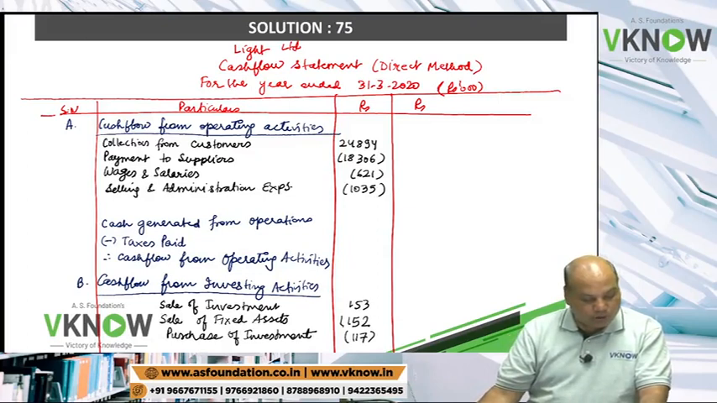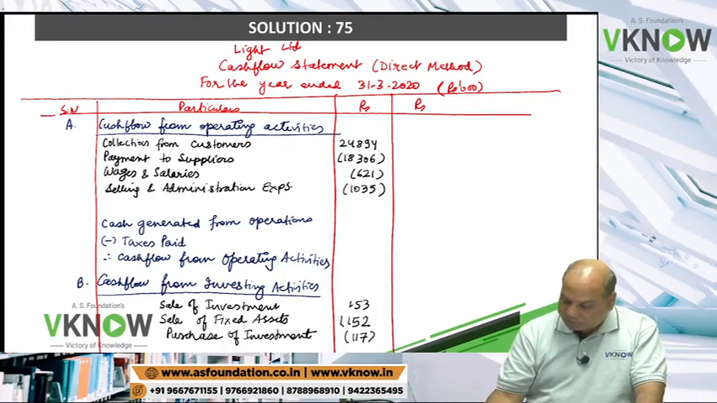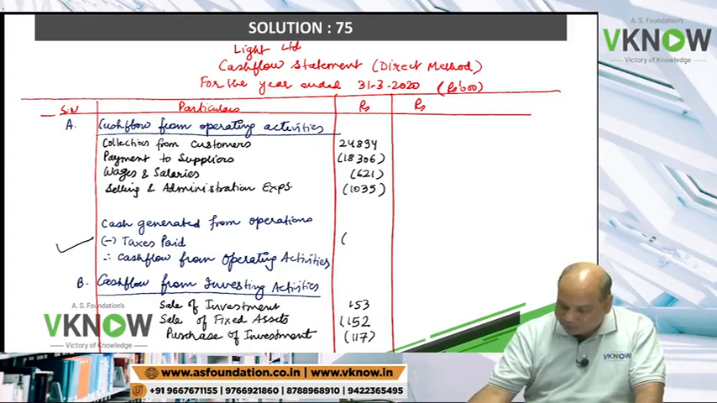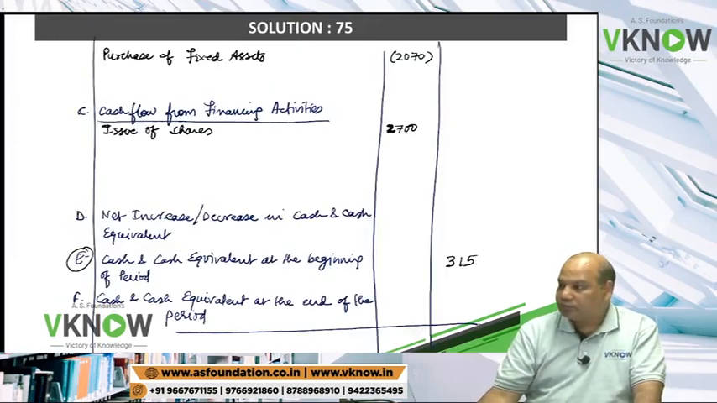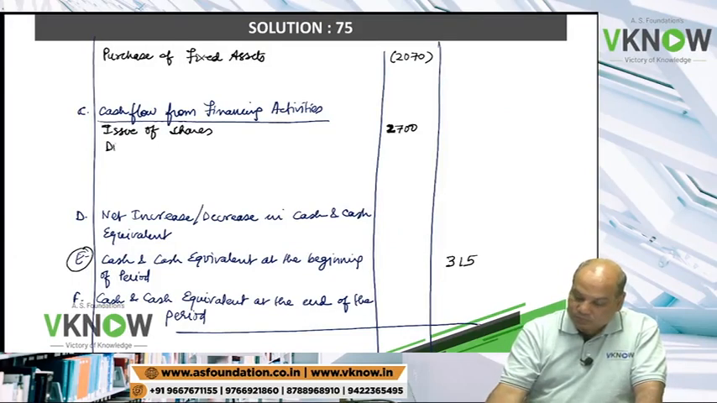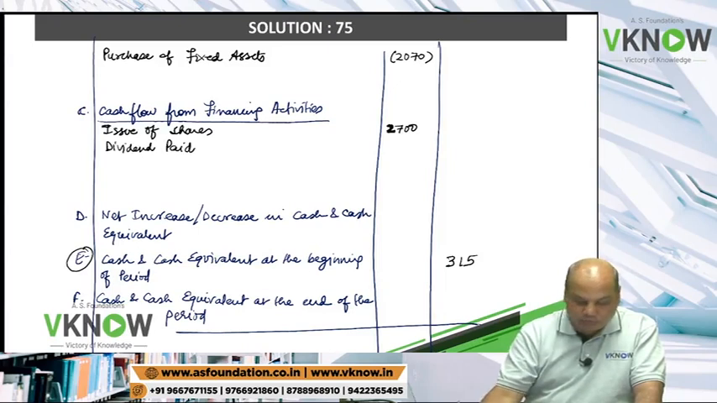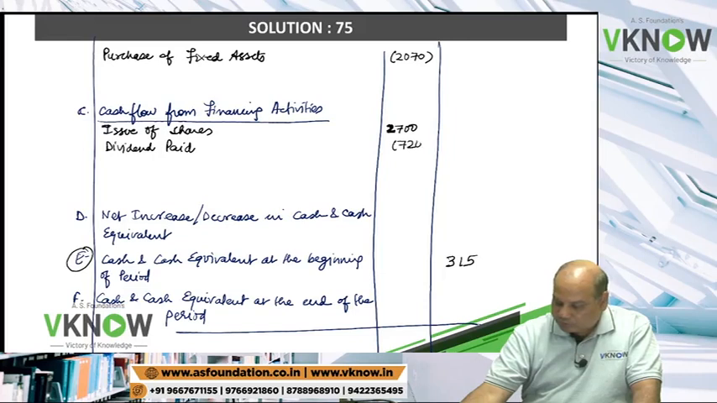Payment of income tax. Here in operating activity, less tax paid, income tax paid 2187. Payment of dividend, financing activity. Dividend paid, financing activity, 720.